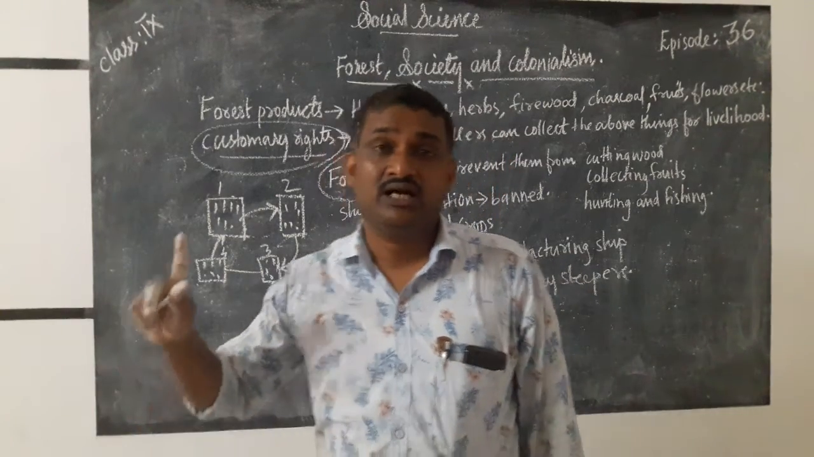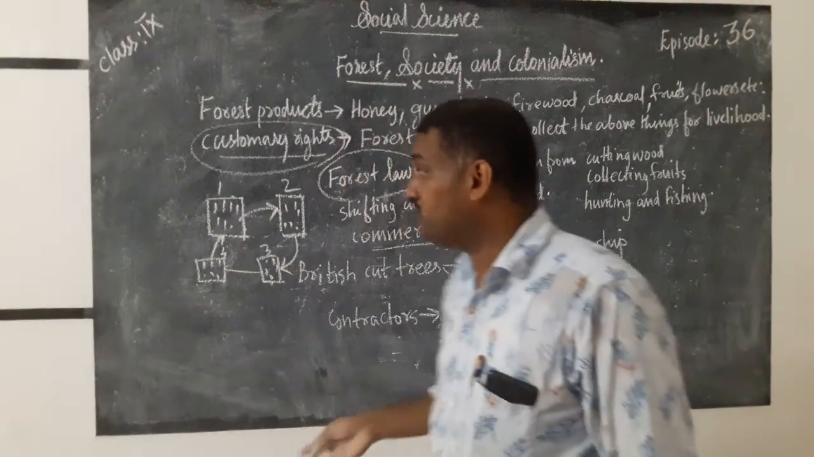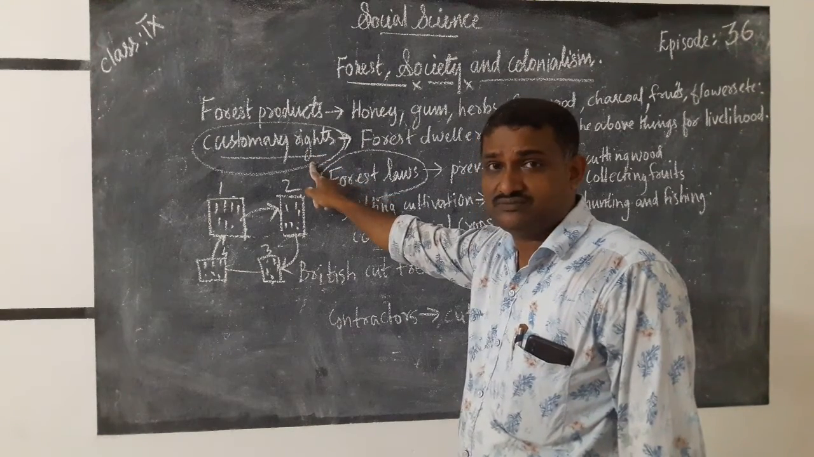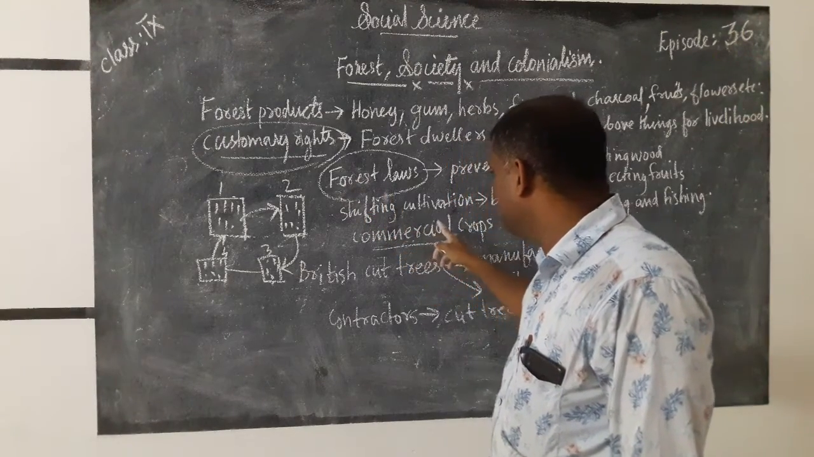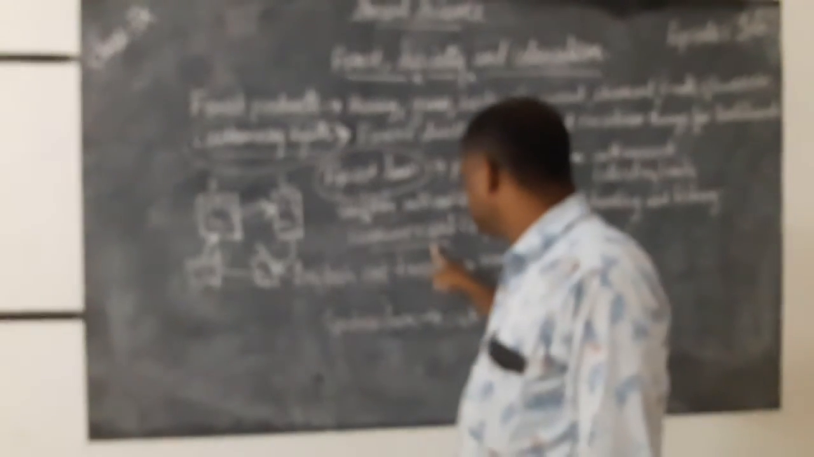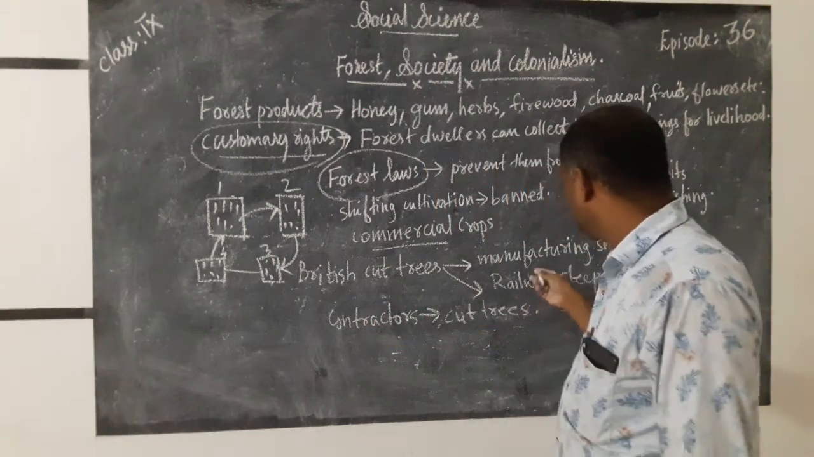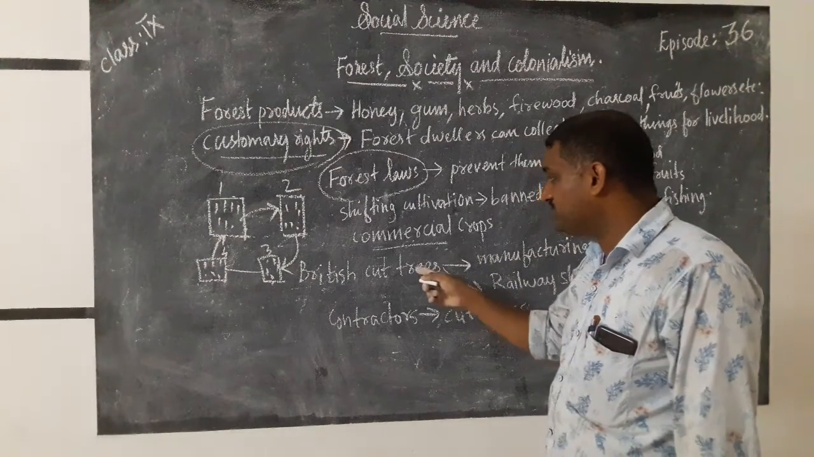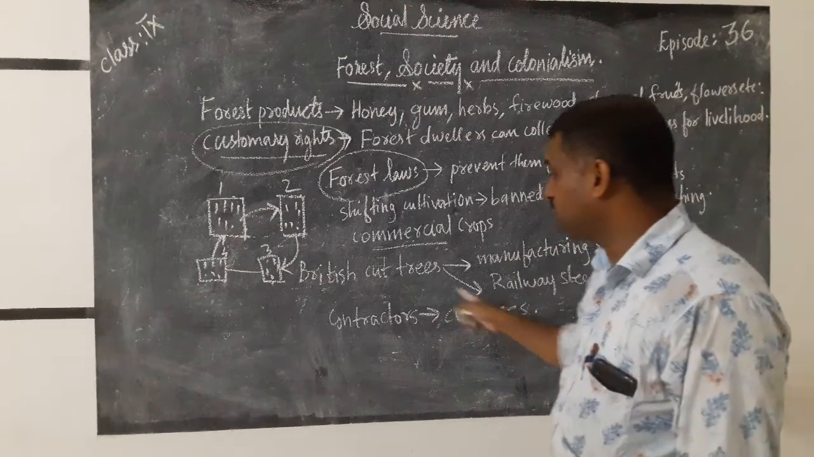These rebellions happened due to these kinds of activities of the Britishers. What did the Britishers do? They removed the customary rights, and next they introduced forest laws. They banned shifting cultivation. They introduced commercial crops, and the British cut trees. They cut trees for manufacturing and for railway repairs. The British even tied up with local contractors, so these local contractors cut trees for the Britishers.